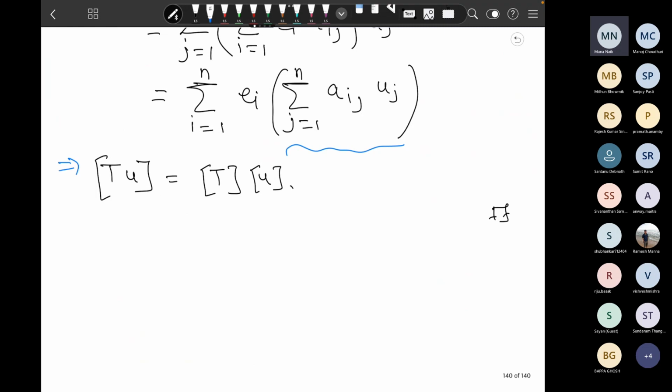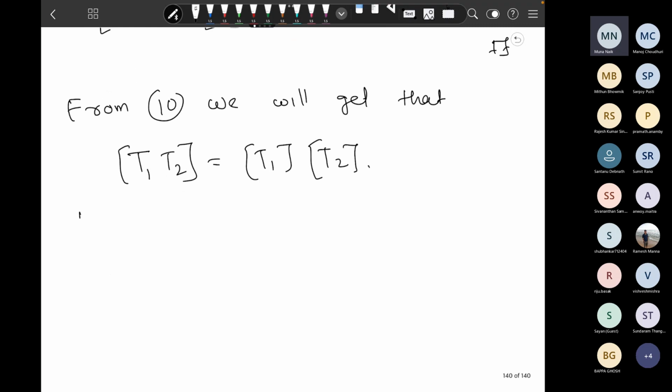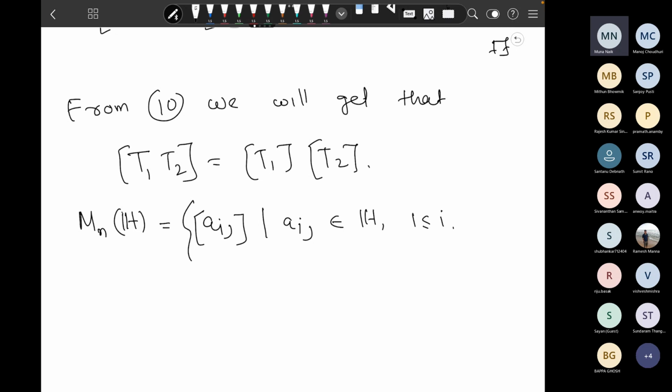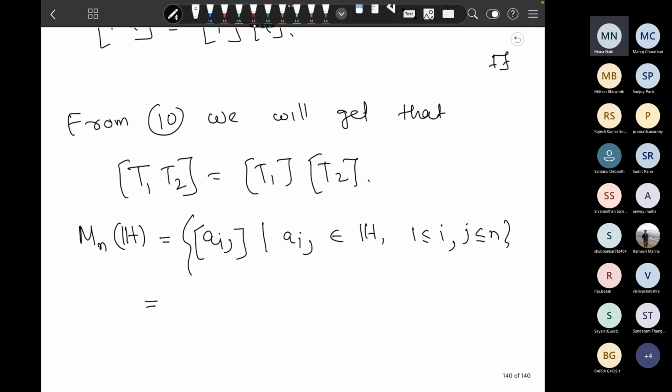From 10 we'll get that the matrix representation of T1 T2 is equal to the product of the matrix representations of T1 and T2. Now I look at M_n(H), the matrices (a_ij) with a_ij belonging to H, for 1 ≤ i, j ≤ n. Since linear operators behave like matrix multipliers, I can identify the set of linear maps T from H^n to H^n with M_n(H).